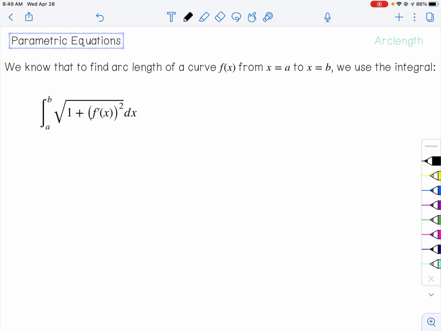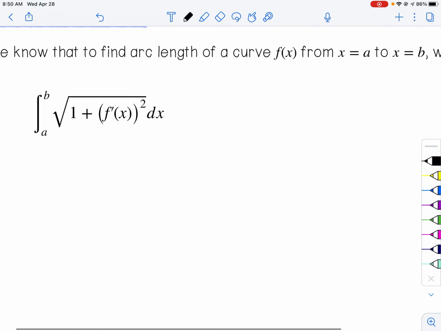So let's talk about finding parametric equations and arc length. We know from earlier in the year that to find the arc length of a curve f of x, a rectangular curve defined in terms of one variable between x coordinates a and b, or y coordinates, doesn't matter, whatever you're defined with, we can use the integral from a to b of the square root of 1 plus the derivative squared dx. So we're going to manipulate this formula to figure out how to do that in terms of parametric equations.